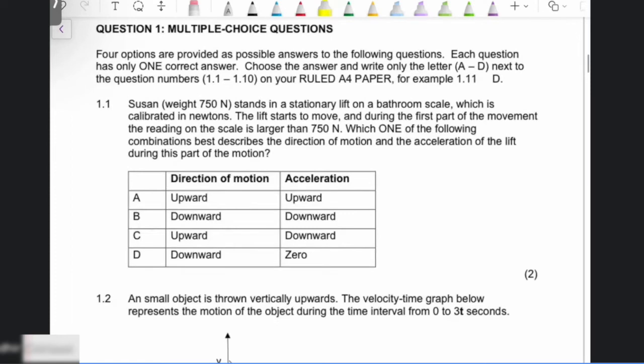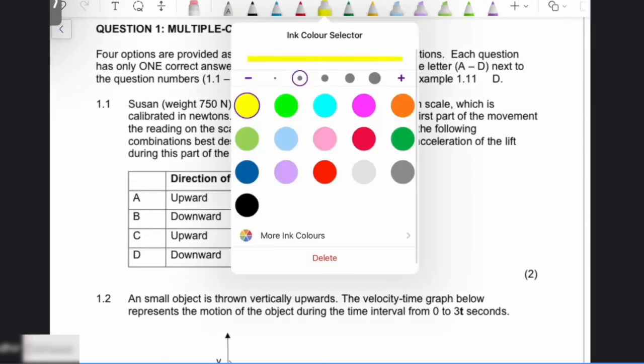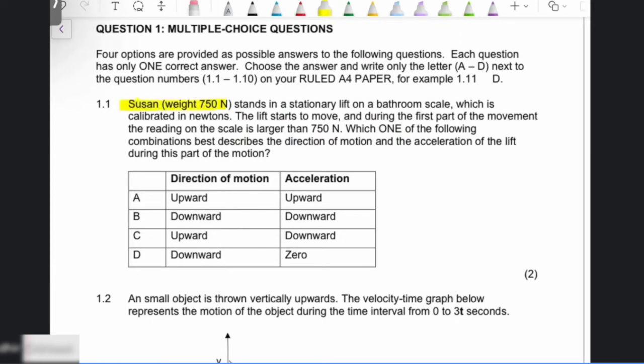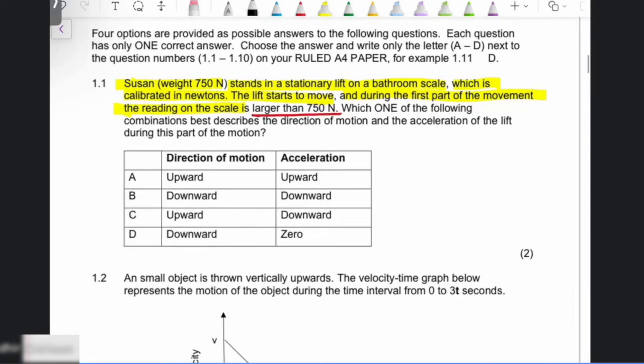Okay, first up, question 1. It says Susan, who has a weight of 750, stands in a stationary lift on a bathroom scale, which is calibrated in newtons. The lift starts to move, and during the first part of the movement, the reading on the scale is larger than 750 newtons. Because they say the reading on the scale is larger than 750, this is something we need to know about Newton's third law and how it works, right? So this is part of the elevator lift questions.